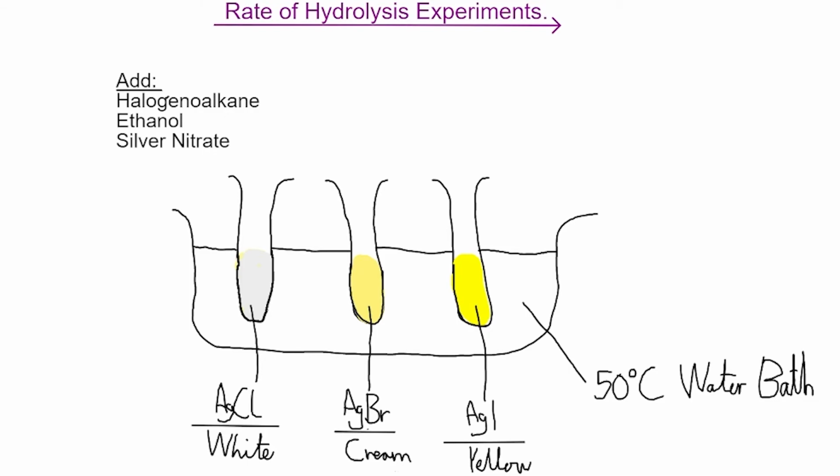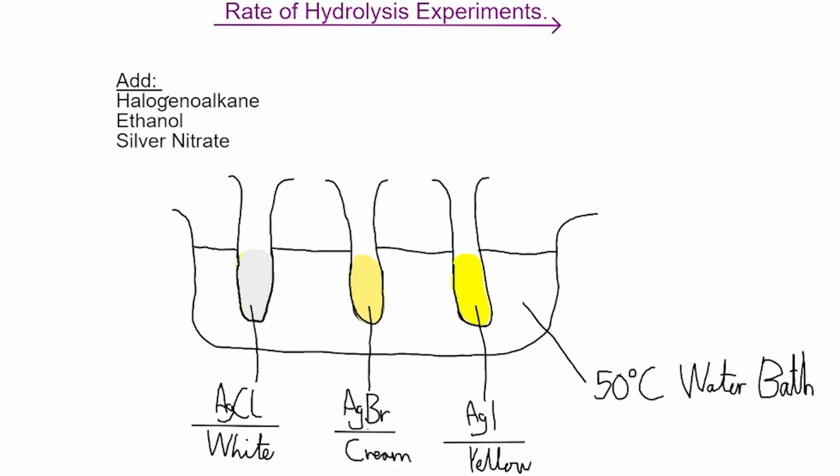Now, an important experiment that you need to know about is how to figure out the rate of hydrolysis of a halogenoalkane. You can do this, and will want to do this, if you want to figure out the trend in the rate of hydrolysis depending on the halogen, or depending on whether it is a primary, secondary, or tertiary halogenoalkane. So the way you would do this is have one test tube for each of the halogenoalkanes that you're testing. Add your halogenoalkane to that, as well as ethanol and silver nitrate. The reason you're adding ethanol is to act as a solvent.